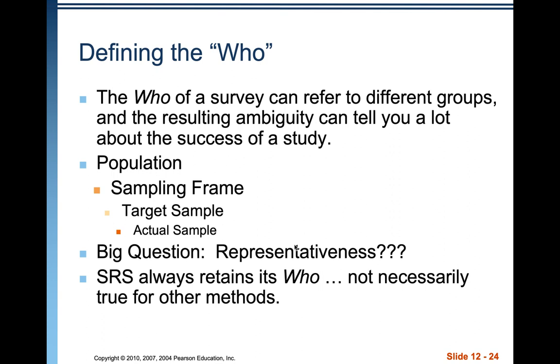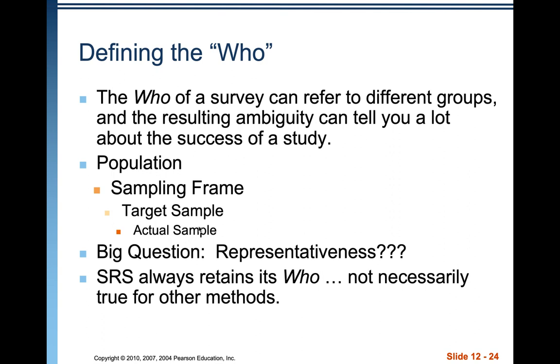The who of a survey can refer to different groups, and the resulting ambiguity can tell you a lot about the success of a study. So we want the who that we actually ask the questions of or take the measurements from to represent the whole population of interest. So we have the population, and then from that, our best estimate of the list of all the individuals is the sampling frame. And then we select the members of our sample. That's the target sample. People still have the right to say, no, I'm not going to participate. So people may self-select to not participate in it. And so then you have your actual sample.